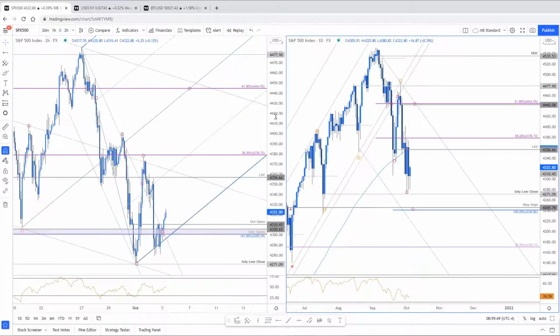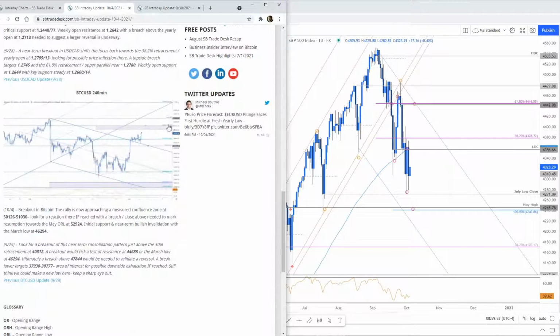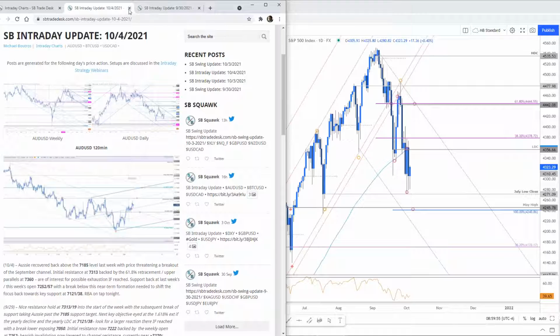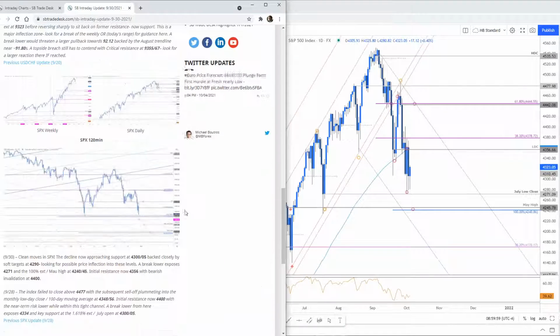Here is what the SPOOS looks like. I'm kind of in disbelief that that pitchfork held. I kind of threw that on the other day just to see if there was any momentum to the upslope. I'd want to see support at that pitchfork. But here's the last update we gave you.